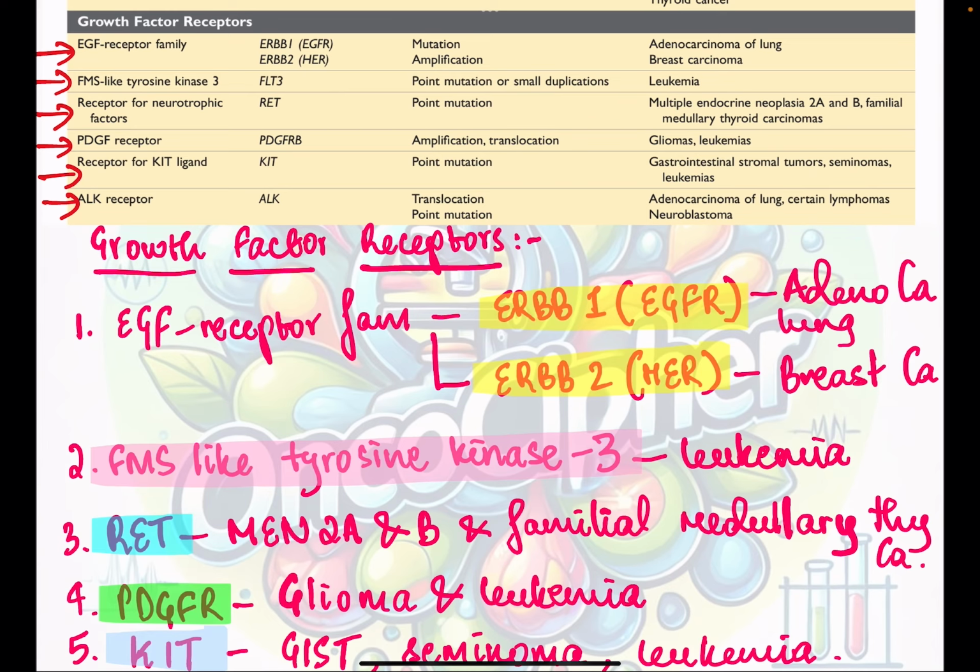So to revise, we had the ERBB1, ERBB2, FMS-like tyrosine kinase 3, RET, PDGFR, and KIT. It will be asked what these are. These are growth factor receptors. What they cause are the following cancers. So we must keep revising all of these topics time and again.